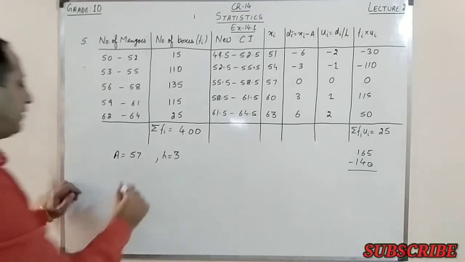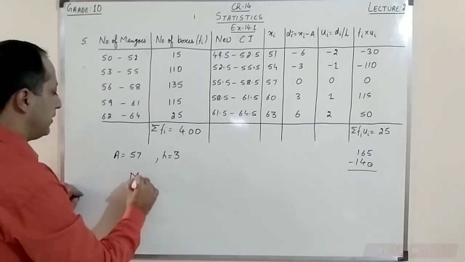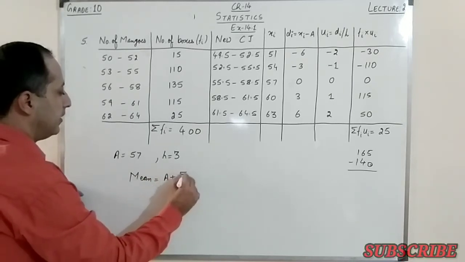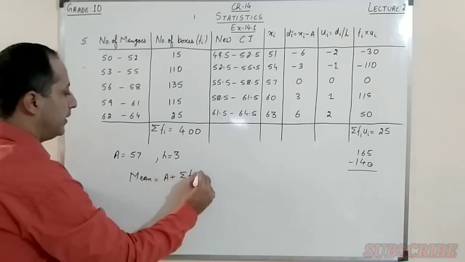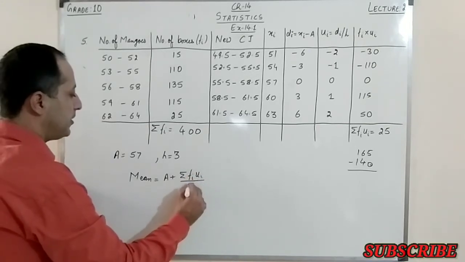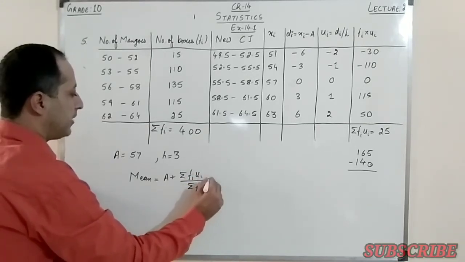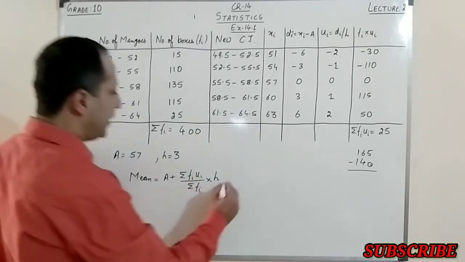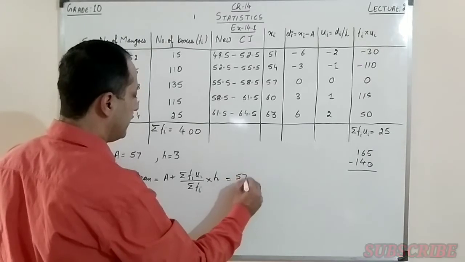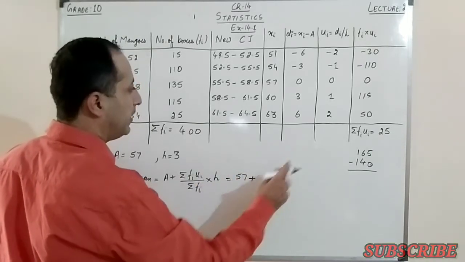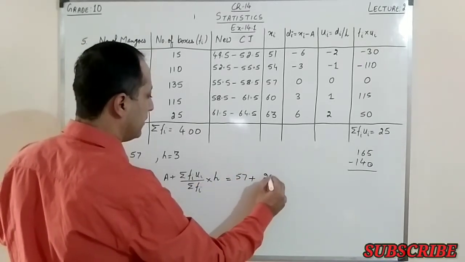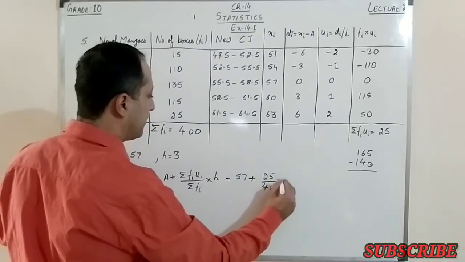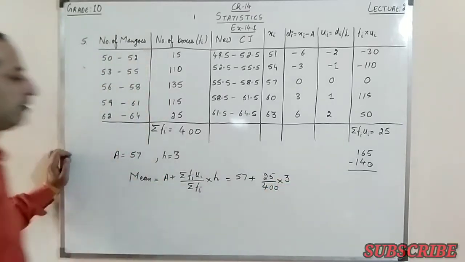Next, we find the mean using the step deviation method. The formula is a plus summation fi ui upon summation fi, multiplied by h. I substitute the values. So a is 57 plus summation fi ui is 25 divided by 400 and multiplied by 3. That is the value of h.